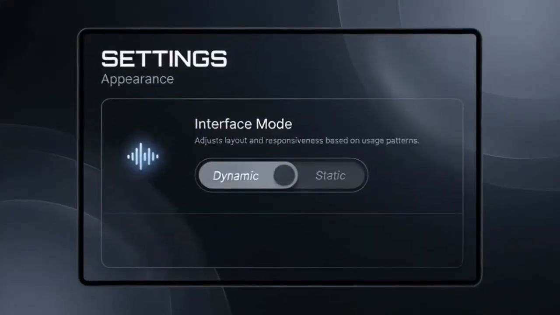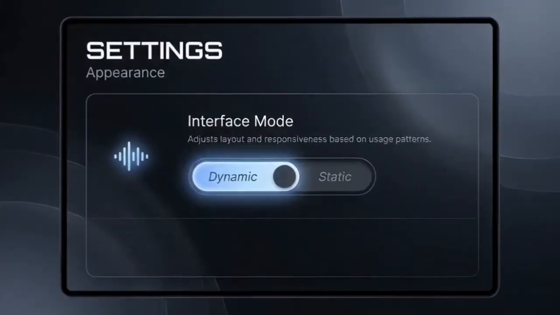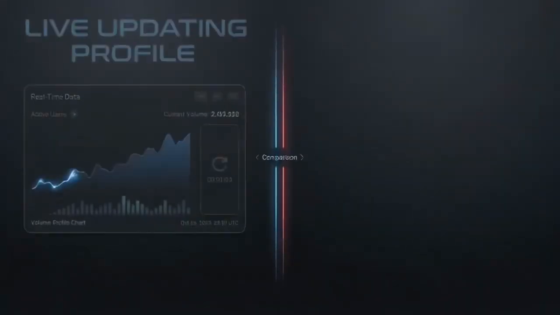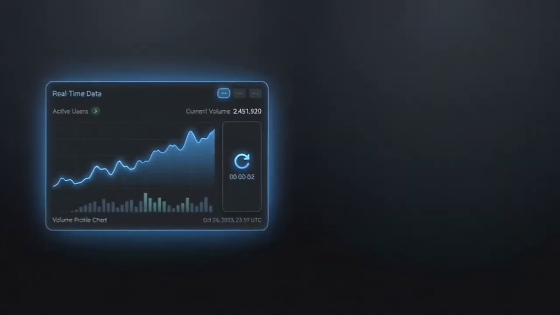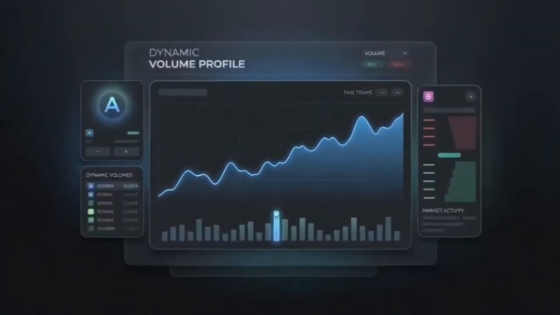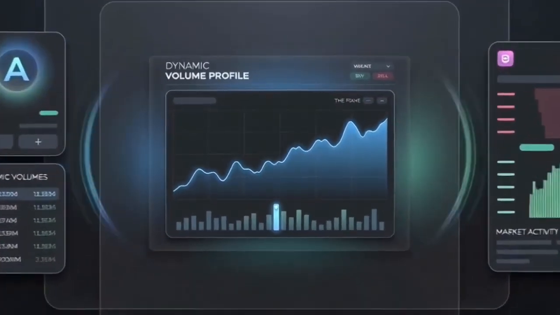On platforms that offer both dynamic and fixed session profiles, use the dynamic version. A dynamic session profile updates in real time as the day progresses. A fixed session profile shows a completed prior session. For active intraday trading, real-time data is the only version that matters.